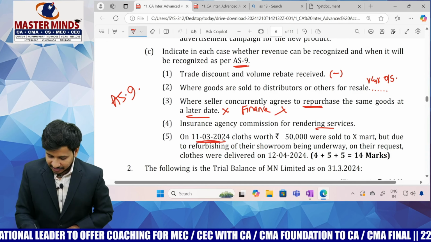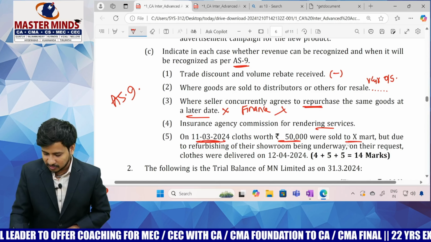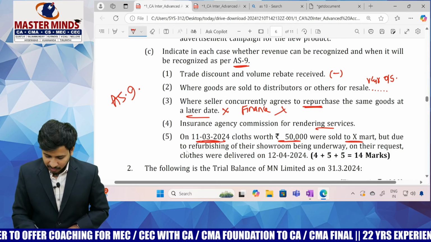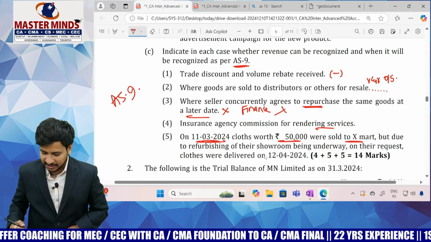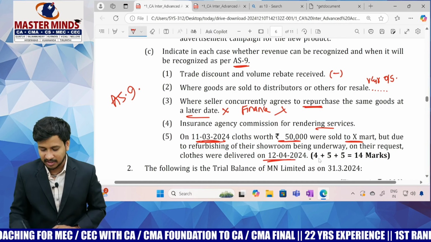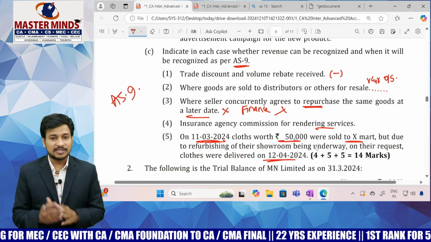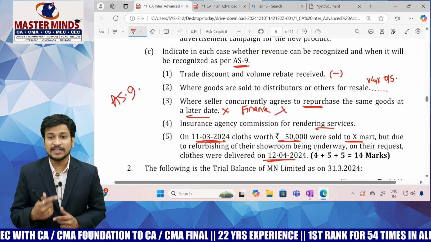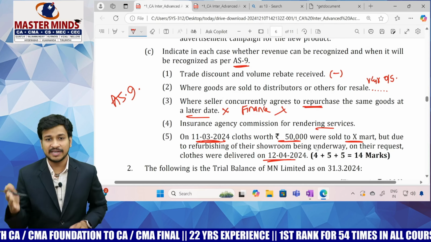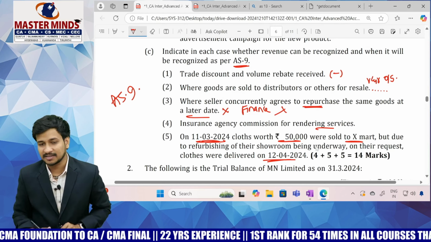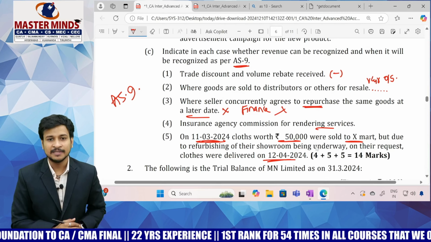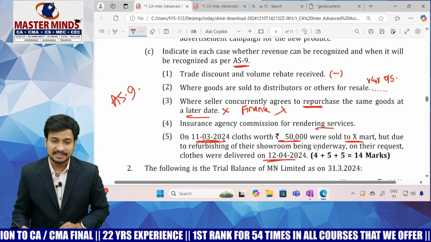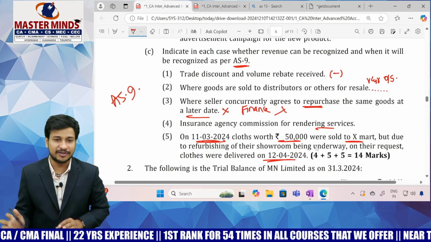On 11/3/2024, clothes worth 50,000 is sold to Xmart. But due to refurbishing of their showroom being underway, on their request, clothes were delivered on 12/4. So, sale was done on or before 31/3, but the goods were delivered after 12/4. Since the date was not given, it is deemed to be implied that 31/3 is the cutoff date, that's year ending. Now, is the sale to be recognized in the year 23/24 or 24/25?